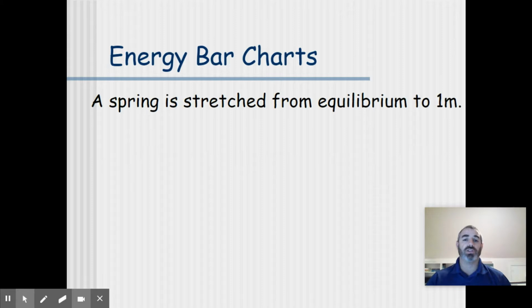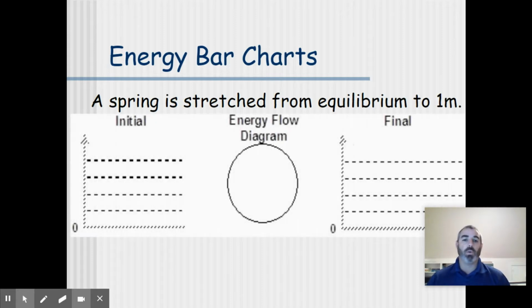So again, a bar chart's just a qualitative representation. We're looking at the initial situation, the energy flow, and the final situation. The first thing to do is define the system. The system consists of anything that could have mechanical energy. A spring could have mechanical energy. The earth could supply gravitational energy. If the spring is stretched and it's up on a counter, we're going to assume that the counter has a height of 0 for simplicity's sake, since the height of the spring is not going to change. So in the system, we're going to have the spring and the earth.